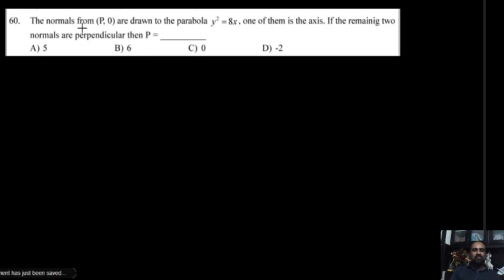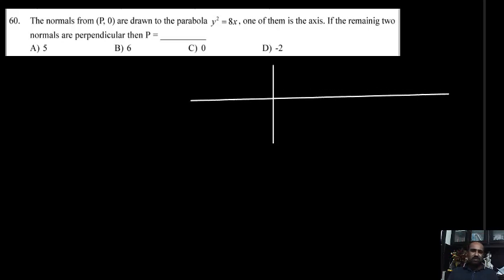Last problem, students. The normals from p comma 0 are drawn to the parabola y square equal to 8x. One of them is the axis. If the remaining two normals are perpendicular, then find the value of p. So I will explain clearly.